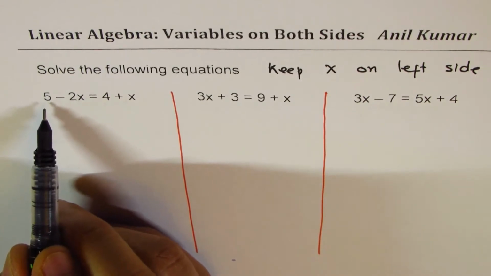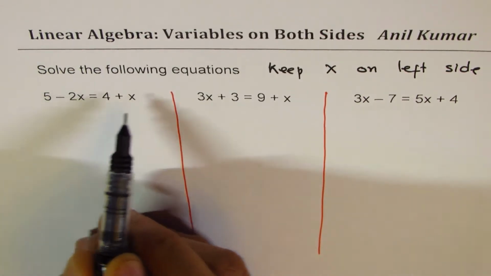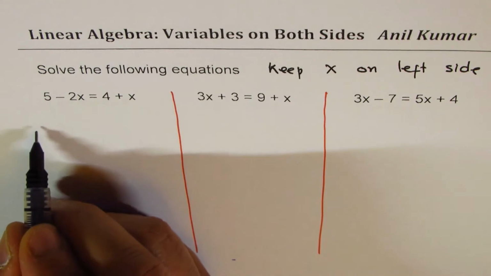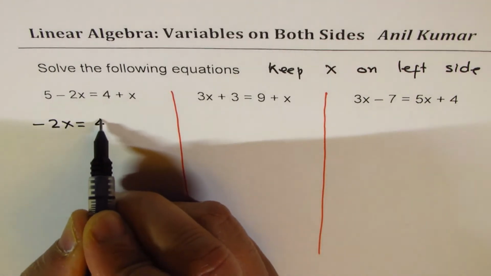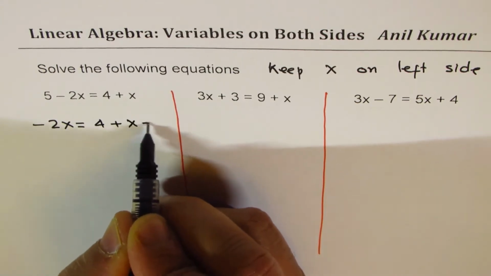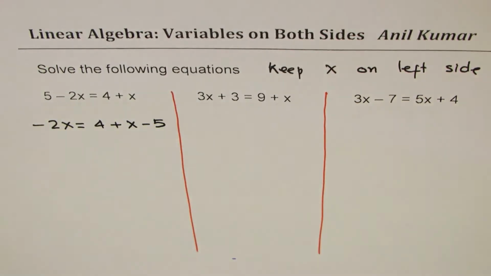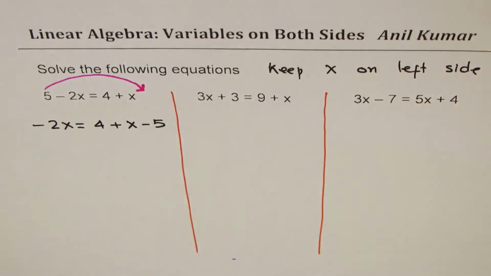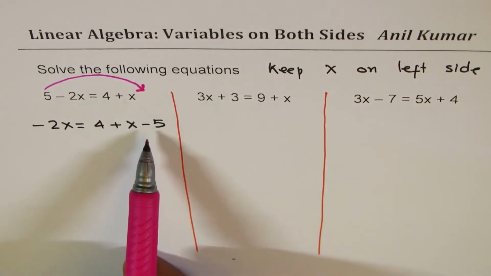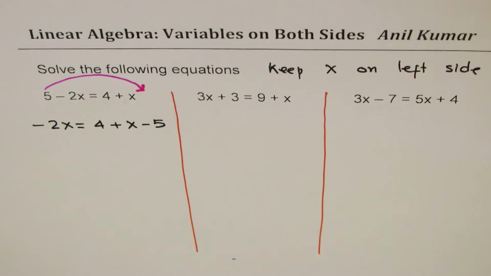We do not want this number. That means we are subtracting 5 on both the sides. So I could write like this. I could say minus 2x equals to 4 plus x minus 5. Do you see that? So what I did was I moved this 5 to the other side, and once I do that, the sign changes. Correct?